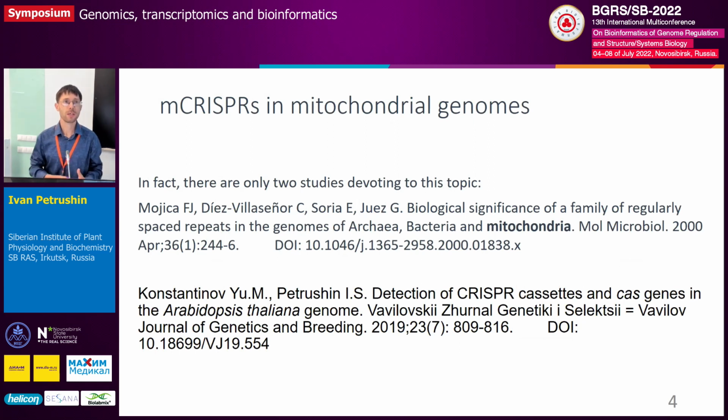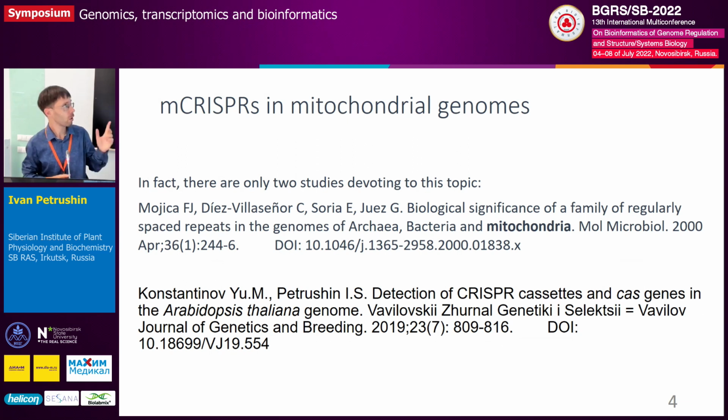The CRISPR-Cas system of adaptive immunity is well known for bacteria and archaea, but we found the same CRISPR arrays in the mitochondrial genome of plants. In fact, this phenomenon is poorly understood and described only in two papers. Francisco Mojica, the pioneer of the CRISPR-Cas system, 20 years ago described this CRISPR array in the mitochondrial plasmid genome of Vicia faba.